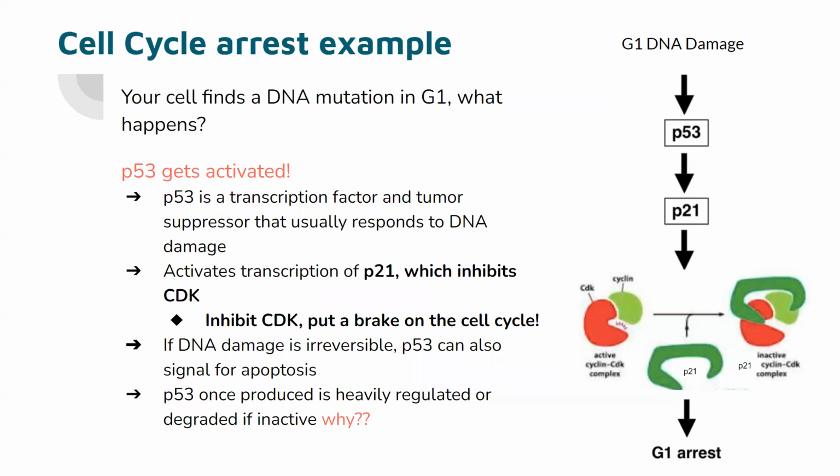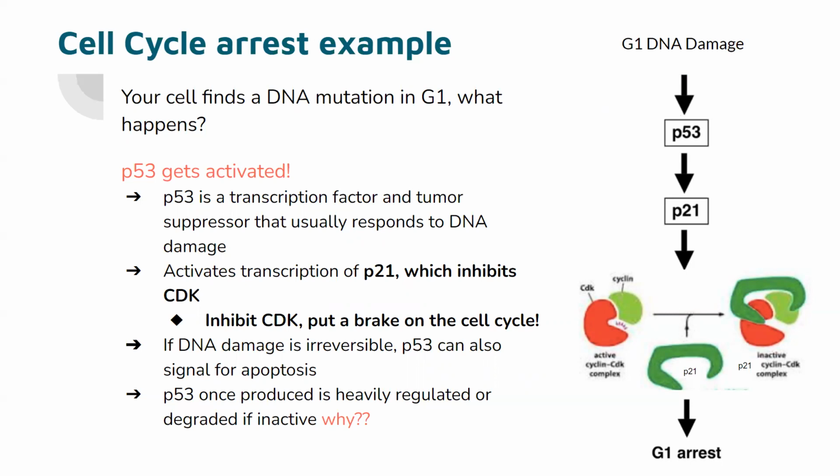So a cell finds a DNA mutation in G1. What happens? Well, P53 gets activated. So P53 is a transcription factor and a tumor suppressor, and it typically responds to DNA damage. There is a question on the problem set about this, so if you do have any questions about it, ask.